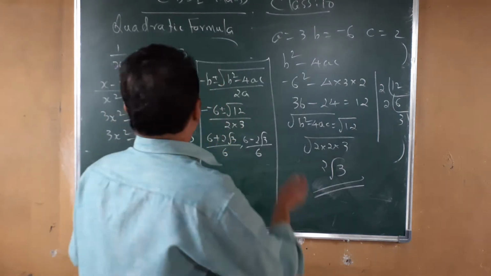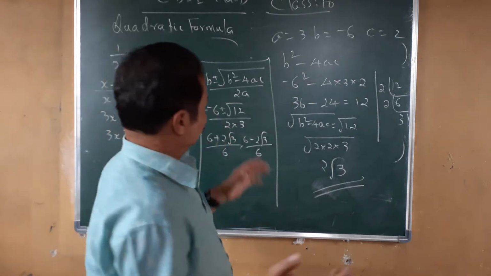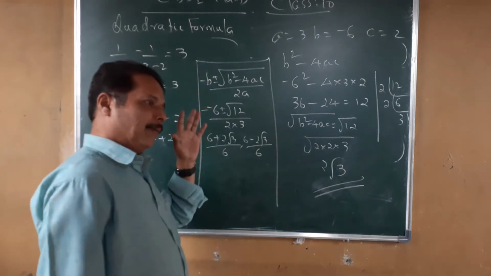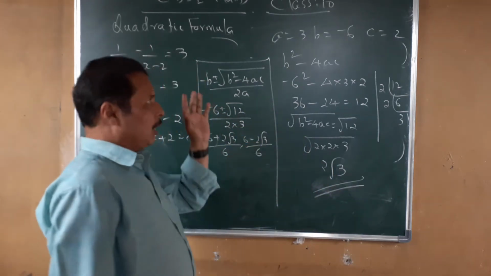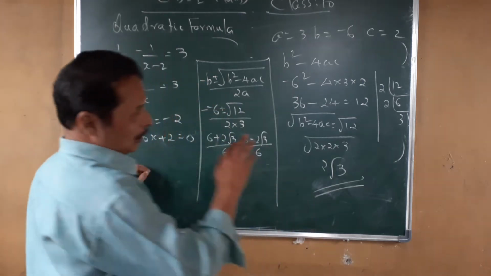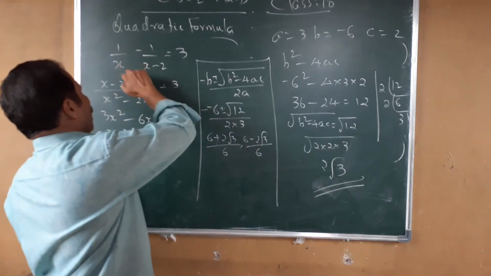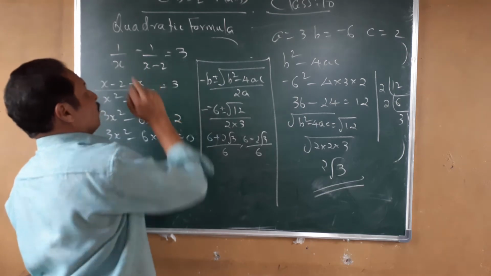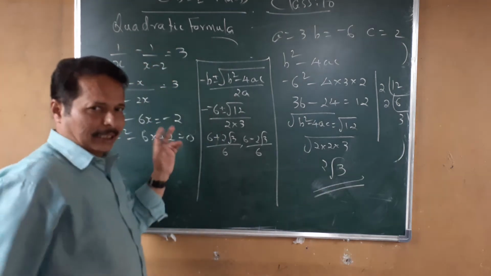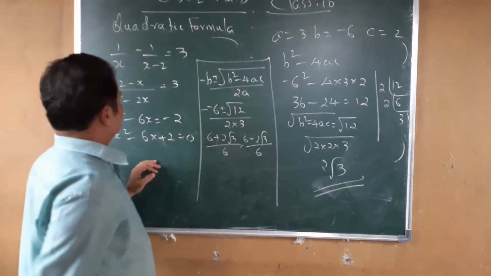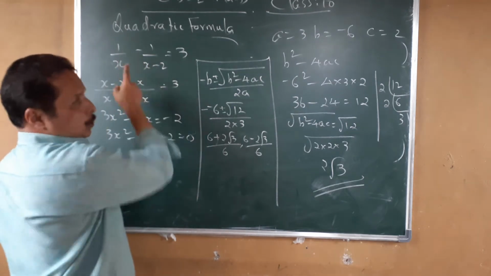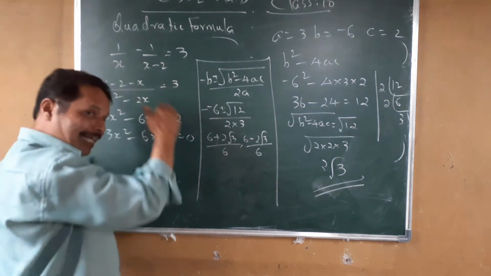Look here. Now, in the previous classes, we studied several problems and applications of the quadratic formula also. Now, there is another type of problem: 1 by x minus 1 by x minus 2 is equal to 3. That's the given problem. We want to find the value of x. Now, you know that cross multiplication.